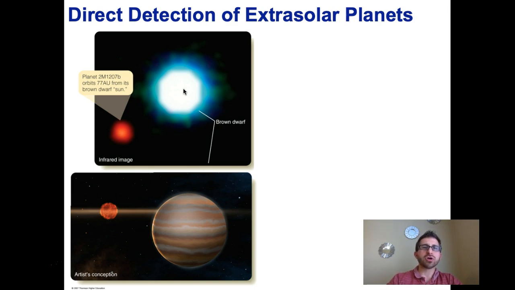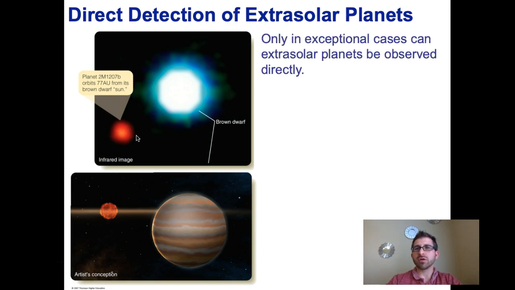There are some various direct detections of planets that are now starting to become possible. So here's a picture of this particular planet. It's 2M1207b, and it orbits about 77 astronomical units from its brown dwarf sun. So this planet is a direct picture of an actual planet. This is a very rare thing that we can accomplish. They need to be very close to us, and they also need to be rather big planets usually.